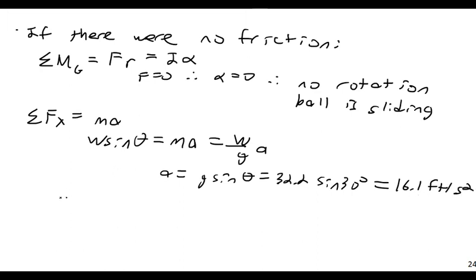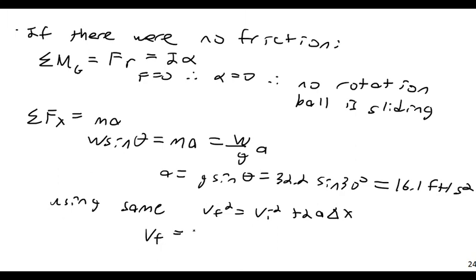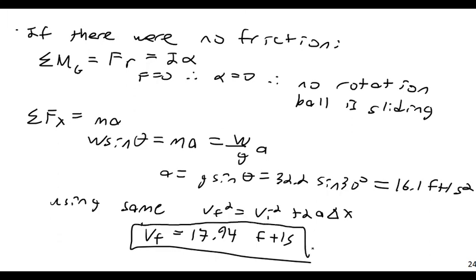That's the A, and then using the same Vf squared equals Vi squared plus 2A delta x, I would find that the final velocity is equal to 17.94 feet per second. So instead of having a final velocity of 15.17, approximately 15 feet per second, I would have a final velocity of approximately 18 feet per second.